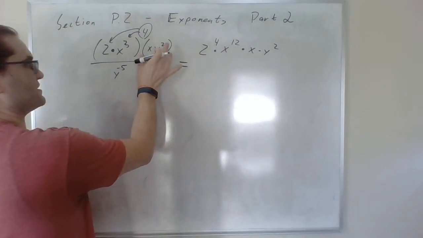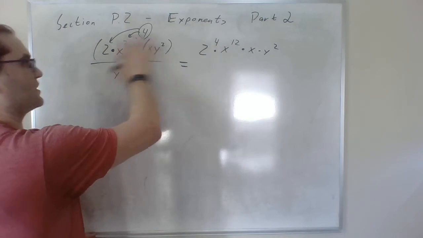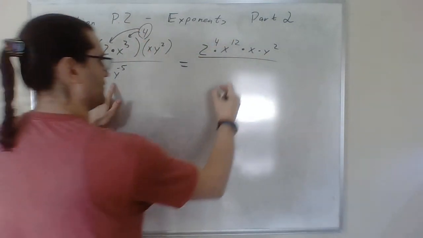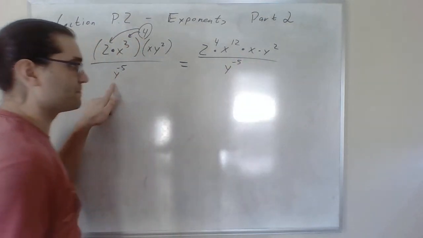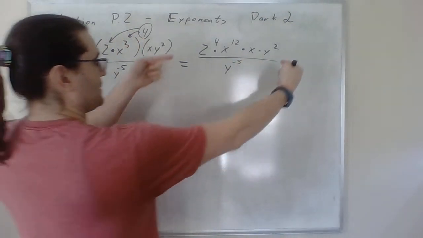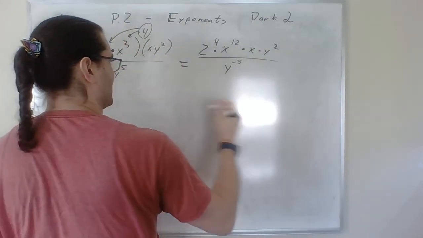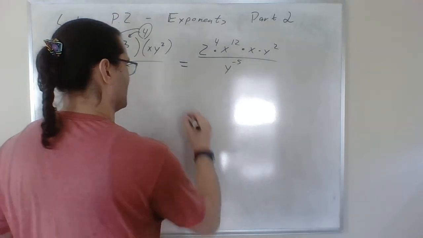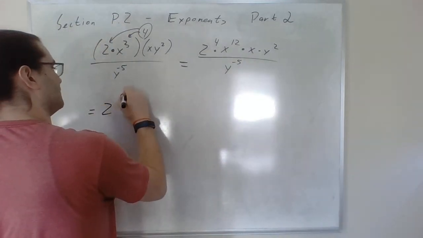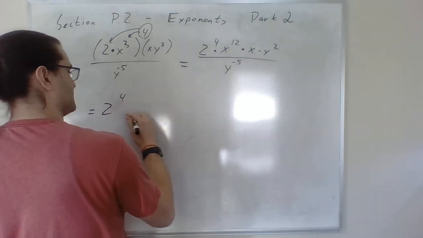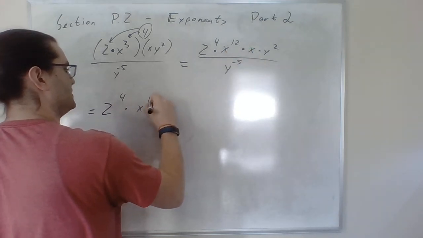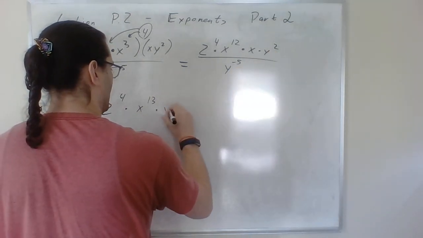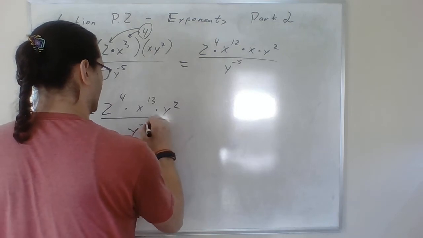At this point, these parentheses are not necessary. Everything in here is just multiplication now, so I can clear all the parentheses. I have a y to the negative 5th on the bottom. I'm going to combine some of the stuff on top so that I have fewer moving pieces here. I guess the only thing that combines is the 2 x's. That's fine. I'm still going to do it. I still have a 2 to the 4th. X to the 12th times x should be x to the 13th. Y squared is going to hang out, and I still have this y to the negative 5th on the bottom.